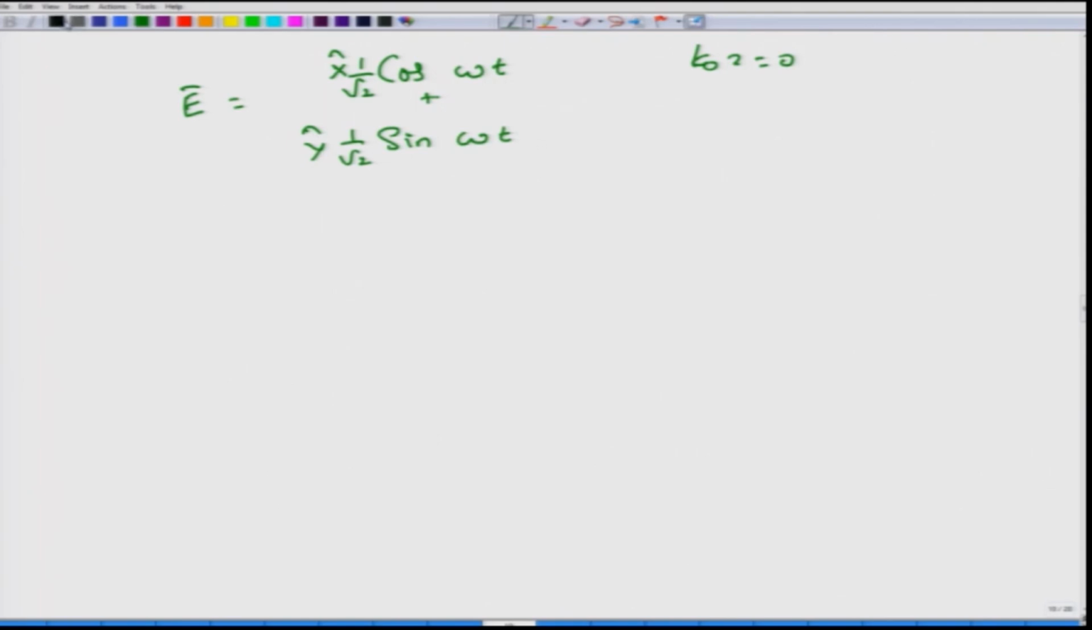Now, what is the polarization of this wave? Let us look at this. Again, I have x and y axis. Please remember, you are looking from the top and the wave is approaching you. Okay. So, this is the z axis, right. Z axis is coming out of this particular plane.